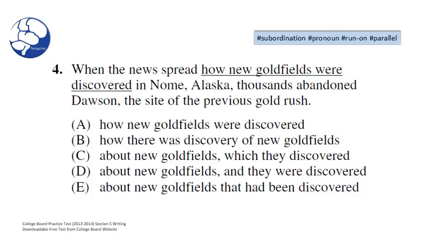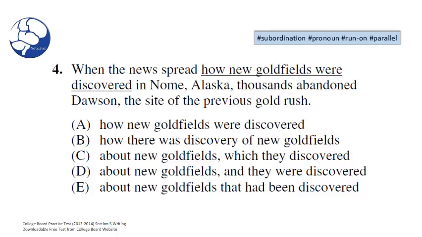Now let's look at the question. When the news spread how new goldfields were discovered in Nome, Alaska, thousands abandoned Dawson, the site of the previous gold rush. Now before we get into the choices, I want to look at the verb spread. Spread can be a transitive verb or an intransitive verb. If you don't know what an intransitive and a transitive verb is, listen up. A transitive verb is a verb that requires an object. Let's look at this example. John spread butter on his toast. We know that spread in this sentence is a transitive verb because it's taken on the object butter.